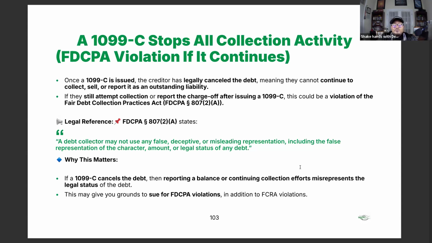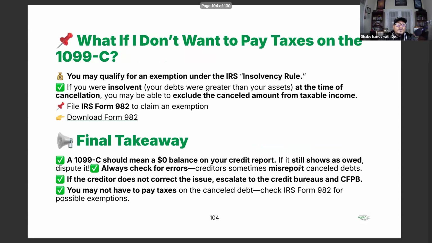with the IRS. How do we know if we got a 1099-C? Okay, but again, these are some of the other laws and why it matters. If a 1099-C cancels the debt, then the reporting balance or the continued collection efforts misrepresent it. Again, it's illegal. Okay, according to here. Again, so what's your takeaway here?